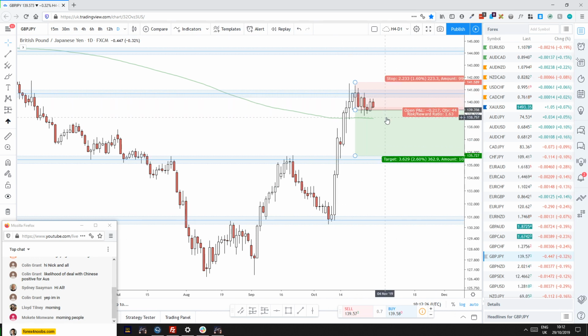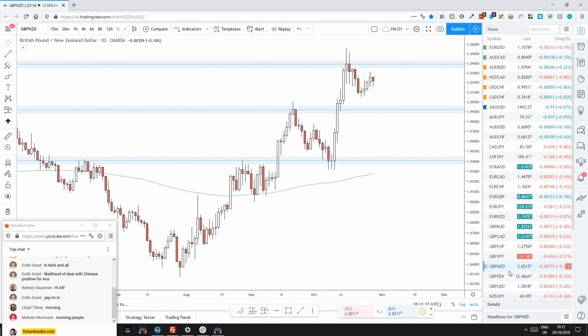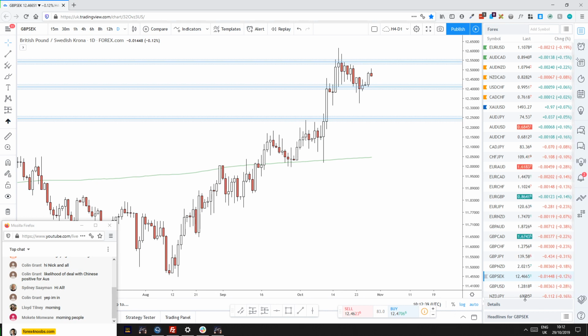GBPJPY. Why do I have this marked here? Was someone in this short? I don't know. Anyway. GBPSEK.